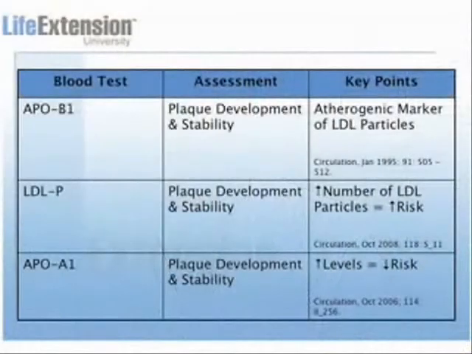The last 3 blood tests include the ApoB1. This allows cholesterol to stick in the arteries. Another one is the LDL particle number. LDL cholesterol is the bad stuff. L stands for lousy. The higher the LDL particle number, the greater the risk for plaques.